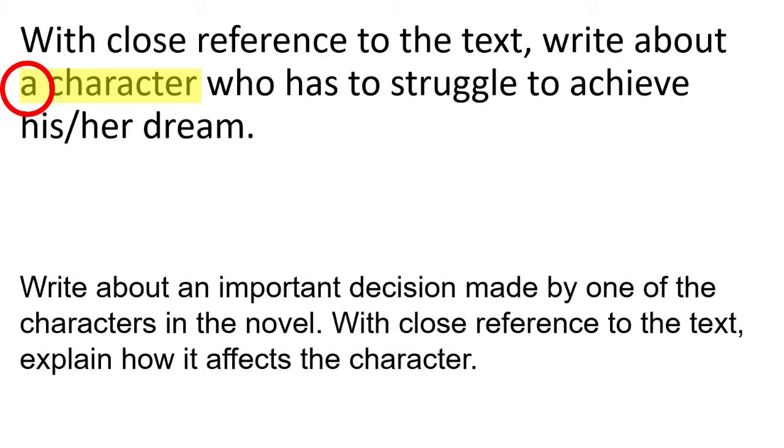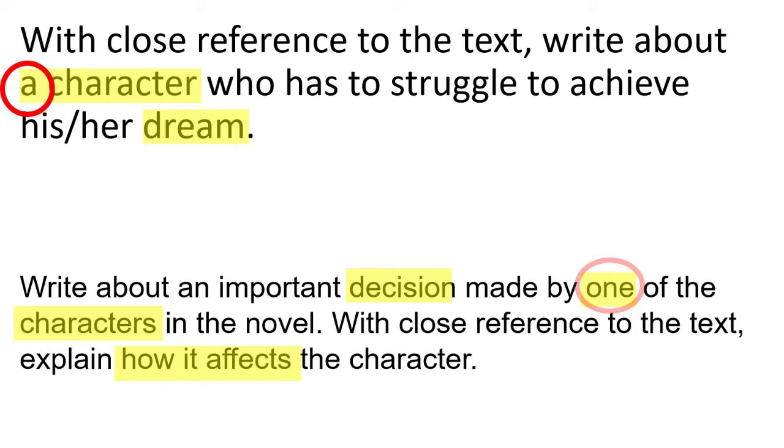It cannot be more than one only. All right, and we are talking about dream, right? The second one, we are talking about decision made by one of the characters, not two, not three, but one of the characters in the novel. And finally, how it affects the character. So we are talking about the effects.